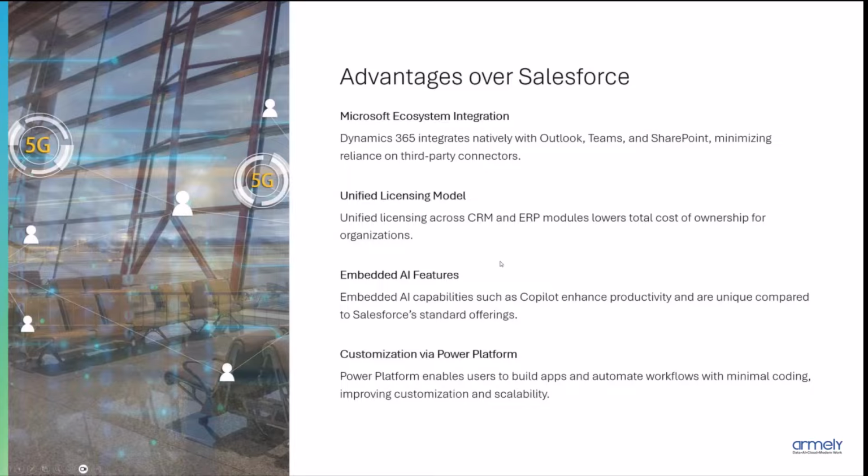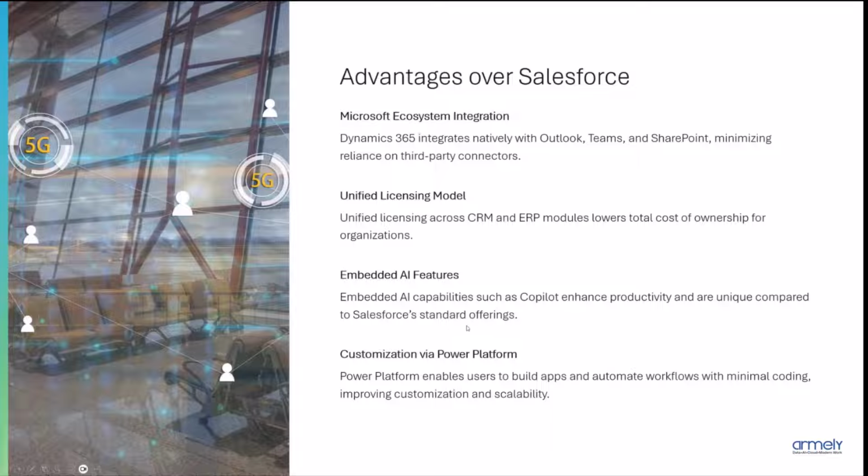to compete. So advantages is basically the Microsoft ecosystem, right? Dynamics 365 integrates very well with other Microsoft applications: Outlook, Teams, SharePoint, OneDrive. Right, unified licensing model, right? Unified licensing across CRM and ERP modules, so total cost of ownership, right? Things do change a lot with licensing, so this information will probably need to be verified if we ever get there. And then embedded AI features, of course, you have Copilot embedded into the application.